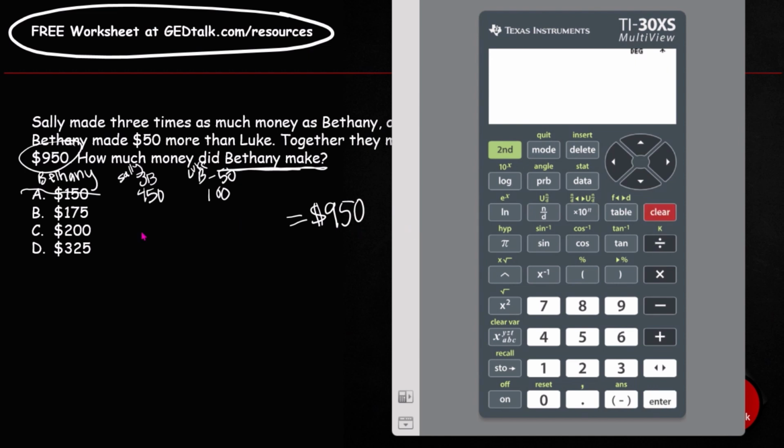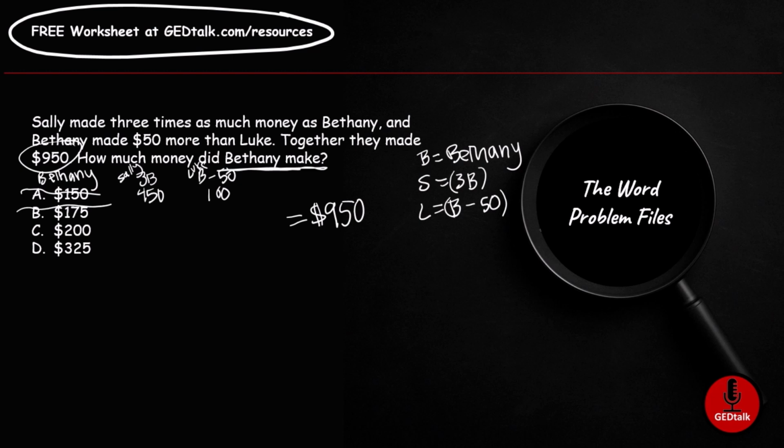So let's say Bethany makes 175. Okay, so we have 175 plus, and I'm going to use parentheses to share what Sally made. So Sally is 3 times what Bethany made. So 3 times 175. Close my parentheses. Plus, open parentheses for Luke. What is Luke's? Luke is Bethany's amount. So 175 minus 50. Close that parentheses and hit enter, and we get 825. So I know that B is not going to be my answer.